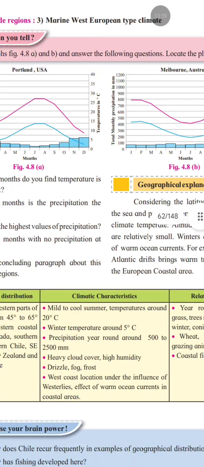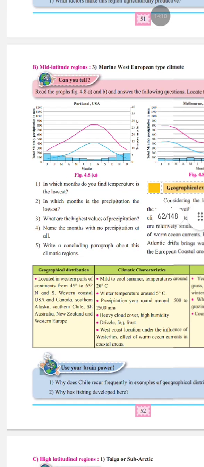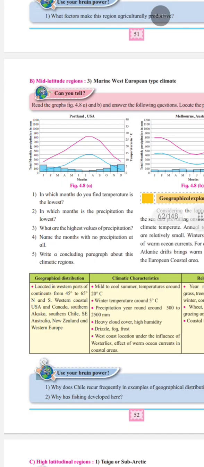Fourth question is, name the months with no precipitation at all. There is no month without precipitation in either Portland or Melbourne. Both places receive rainfall throughout the year. Question 5 is, write a concluding paragraph about this climatic region. So you can write that marine west European climate is found between about 40 and 65-degree latitudes along the western coast of continents, and it is influenced by sea, warm ocean currents, and prevailing winds. It has cool summers and mild winters. Rainfall occurs throughout the year, making it generally moist climatic regions.